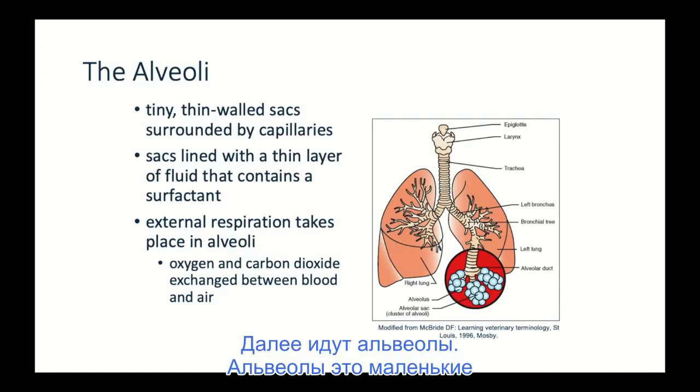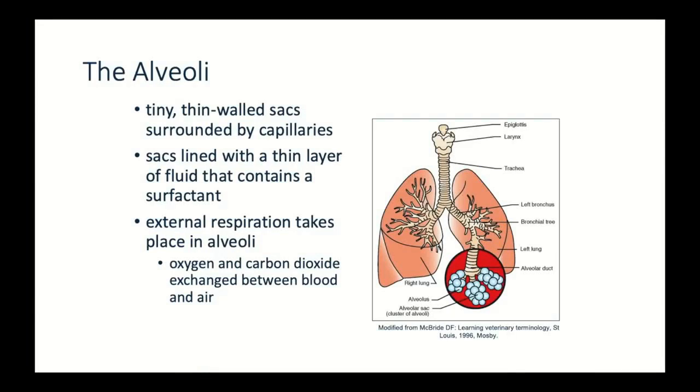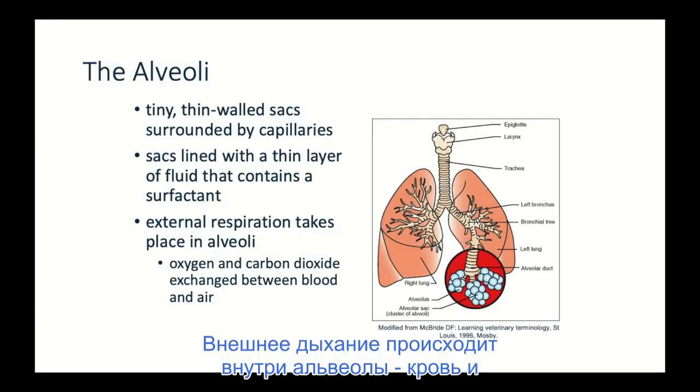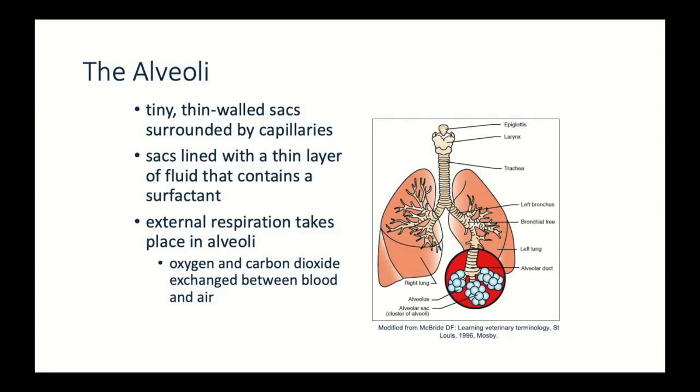Then we have the alveoli. So the alveoli are tiny, thin-walled sacs that are surrounded by capillaries, and the sacs are lined with a thin layer of fluid that contains a surfactant. External respiration takes place in the alveoli. Oxygen and carbon dioxide are exchanged between blood and air.